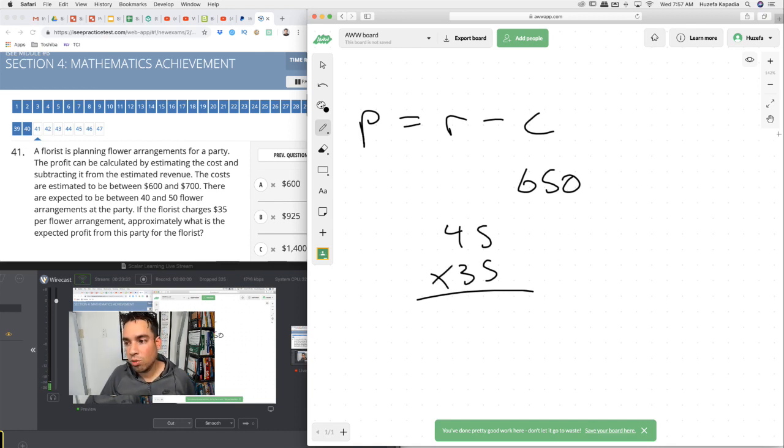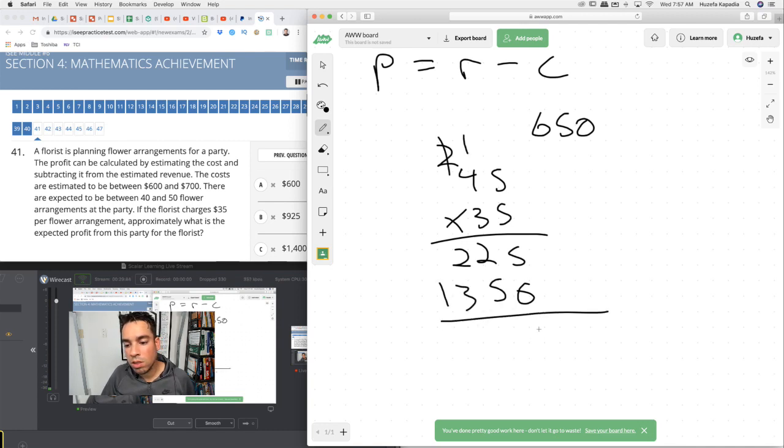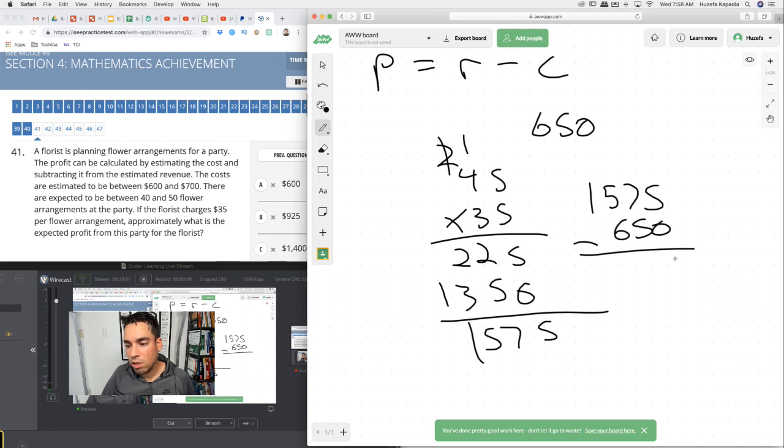So this is going to be the revenue value, and then we'll subtract the cost. So 25, 220, 15, carry the 1, 12, 13, 5, 7, 5, 1. So 1,575 is the revenue minus 650, the cost, equals 925.